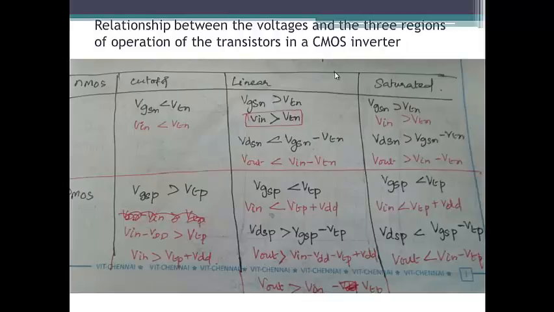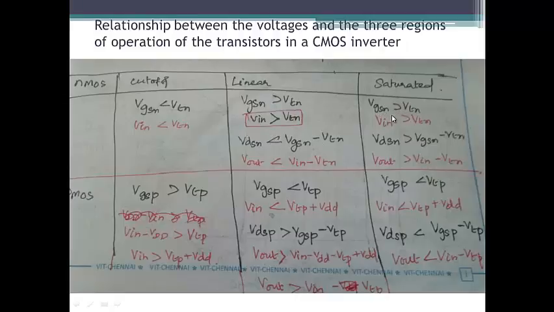Okay, it will act as a constant current source. This one we have already studied in the characteristics of the transistor. Now for NMOS and PMOS, you have similar conditions. For NMOS, the cutoff condition is VGSN is less than VTN. For linear, you have two conditions: VGSN must be greater than VTN, and VDSN must be less than VGS minus VTN. Okay, so these are the two conditions, and for saturation, it is just the reverse.